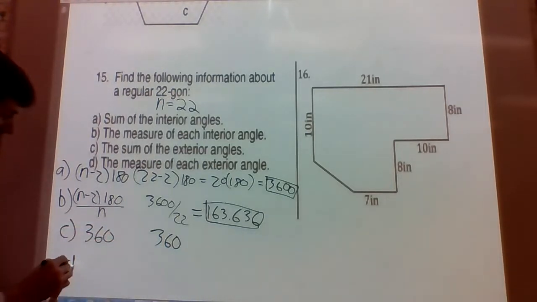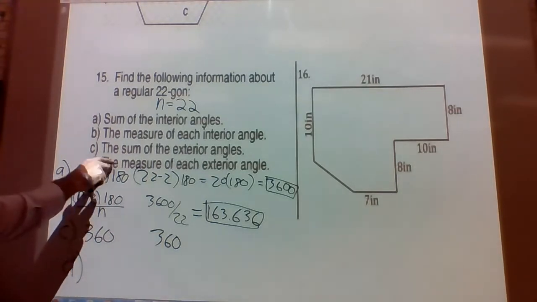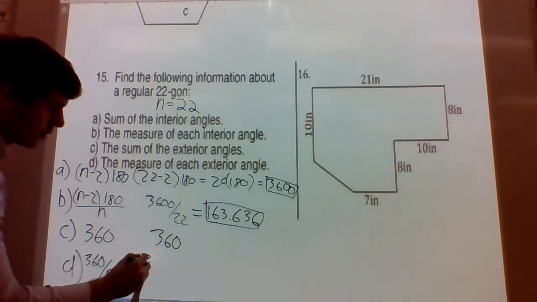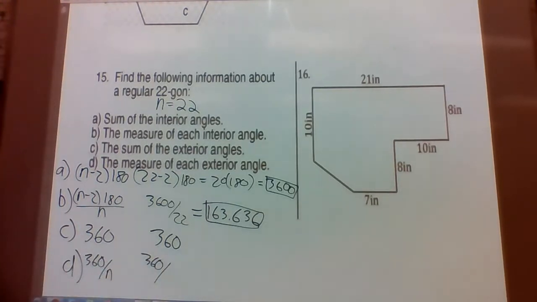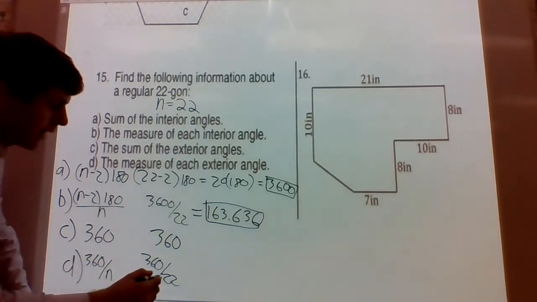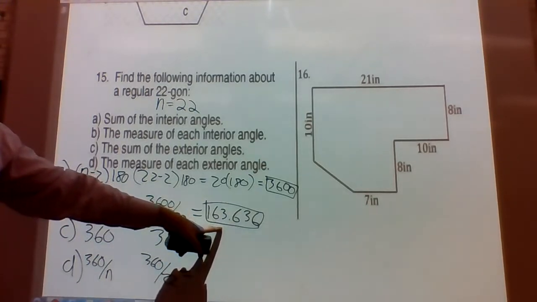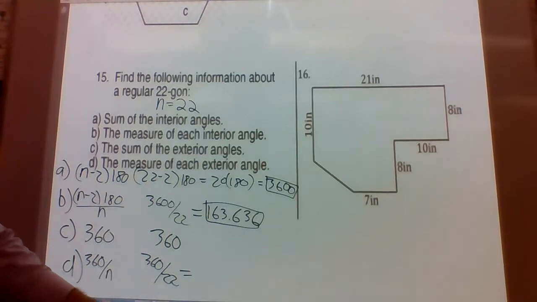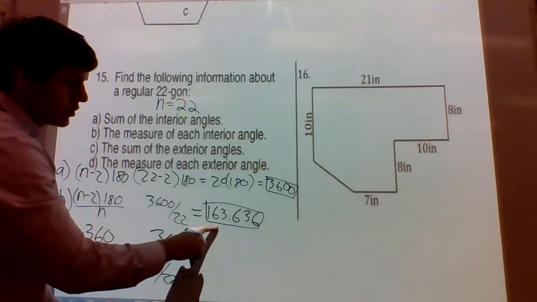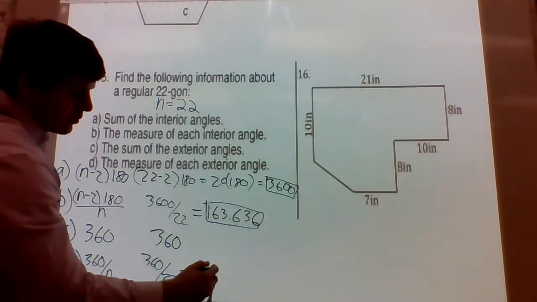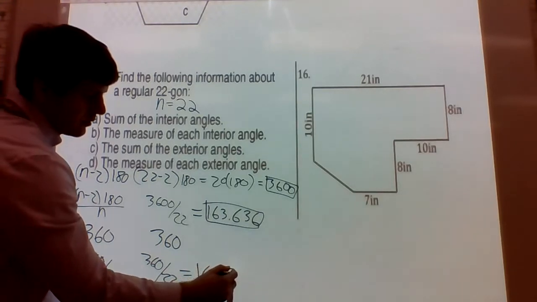Okay. Part D, we're looking for the measure of each. So that's 360 divided by n. Here we have 360 as the sum of the exterior angles, just like in every other polygon. We have 22 angles or 22 sides. So we divide the total sum of the exterior angles by the 22 exterior angles that we have. It should be supplementary with 163.63. So without putting it in the calculator yet, we know it should be 16.374.